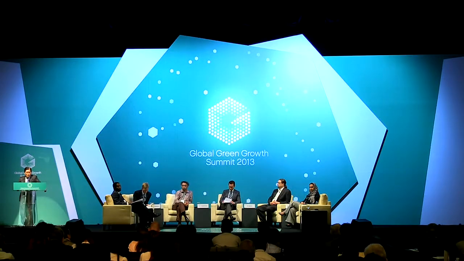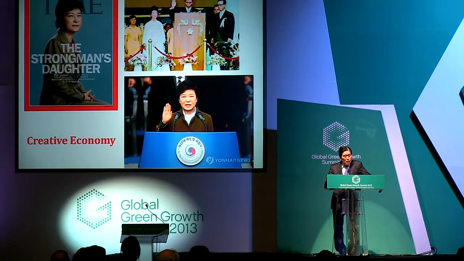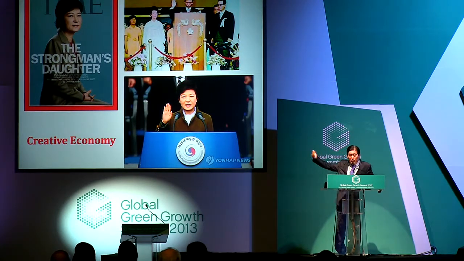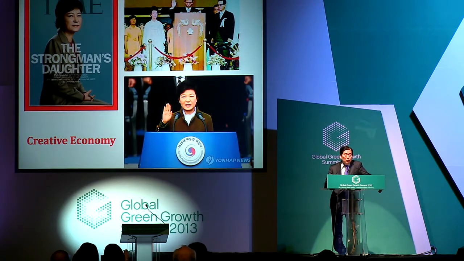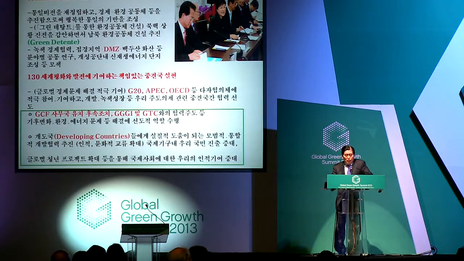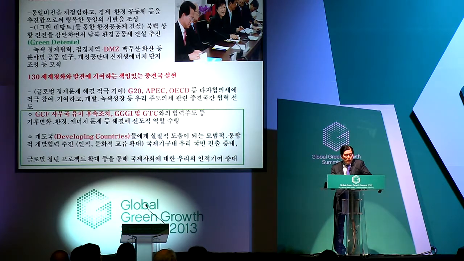Just for the last part, you are probably wondering what's going on in this new government. As you see, the daughter behind President Park at his inauguration in 1962 is now the current president. She declared a creative economy. This is written in Korean, but I brought it on purpose, because these are the national agendas given by the current government.